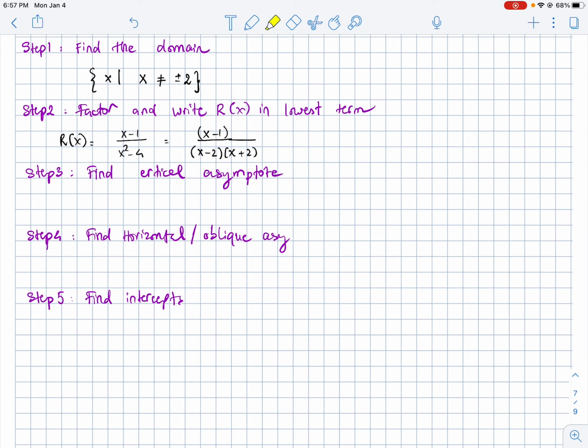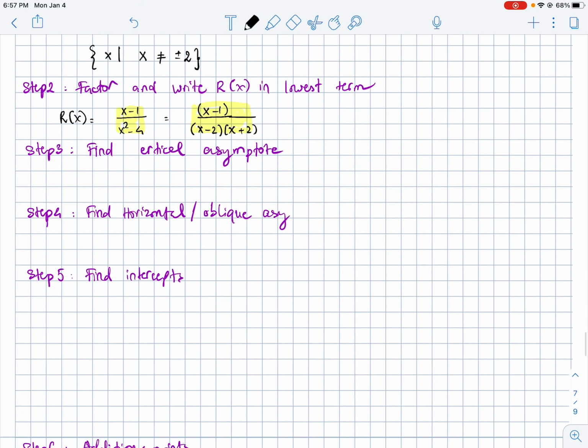You notice that r of x has two forms, the lowest form and the factored form. We're going to use either form later to plug in points, to make more points in the table. The next step is we need to find the vertical asymptote. The denominator, we will set it equal to 0. Then x equals plus or minus 2.